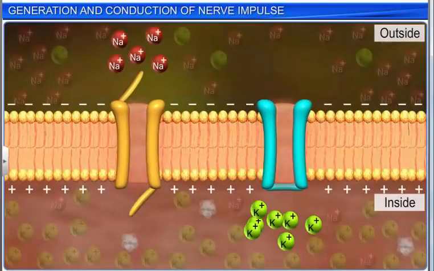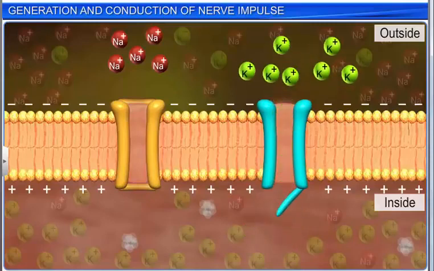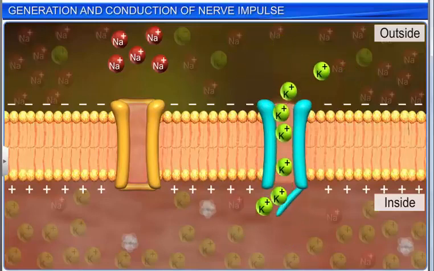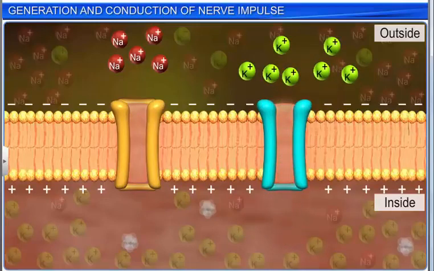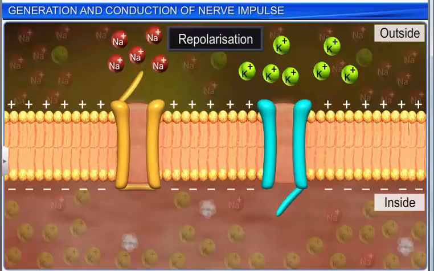At the peak of action potential, the permeability of the membrane to sodium ions decreases, while it becomes more permeable to potassium ions. This is because sodium channels start closing and potassium channels start opening. This part of the membrane regains its original polarity within milliseconds, and this phenomenon is called repolarization.